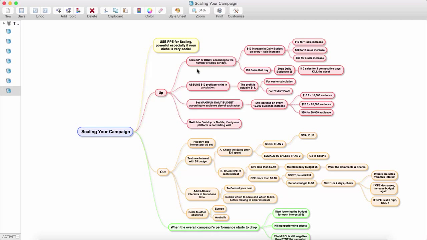So scaling is the continuation of the testing phase where you put 4 interests in the beginning to test and they turn out to give you positive ROI. Then what you're gonna do is you increase your daily budget for those 4 ad sets. The way to increase it is to check the amount of sales that happen every day, and then you scale up and scale down accordingly, which depends on the number of sales per day. The rule is that you increase your ads budget by $10 on every 1 sale increase. So for example, $10 for 1 sale increase, $20 for 2 sales increase, $30 for 3 sales increase, and so on. So let me show you an example here.